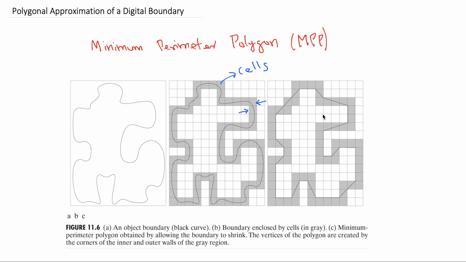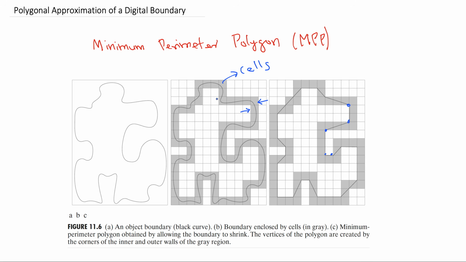And you may note that in this figure, all the vertices of the minimum perimeter polygon coincide with corners of either the inner wall or the outer wall. So here it is coinciding with the inner wall, here it is coinciding with the outer wall.